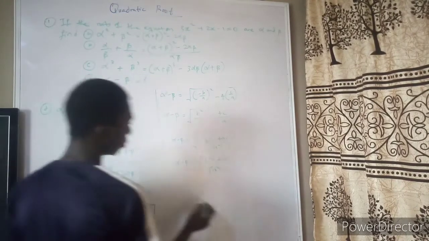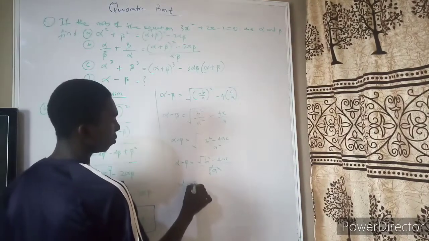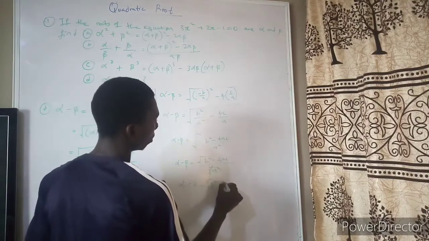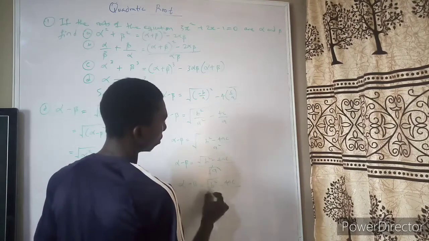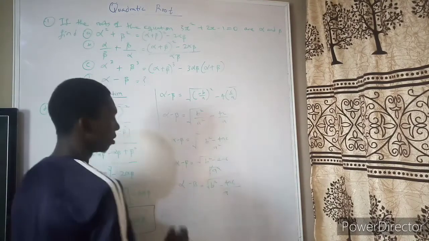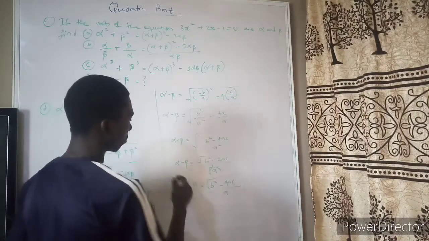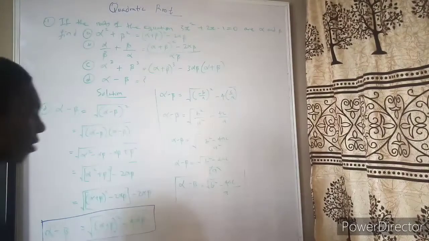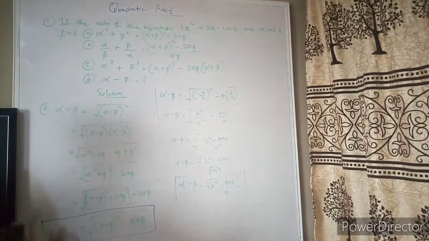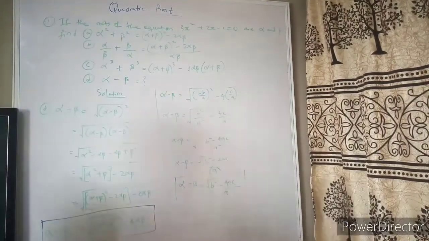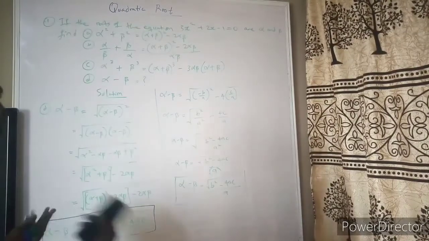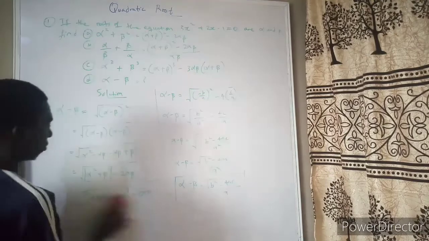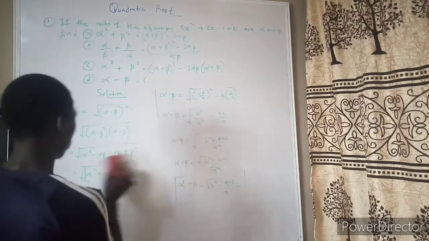So this square cancels this one. I'll be left with the root of b squared minus 4ac, all over a. So from here, anywhere I see b, I insert my values according to the equation in the question. So let's just do that to finalize our solution.